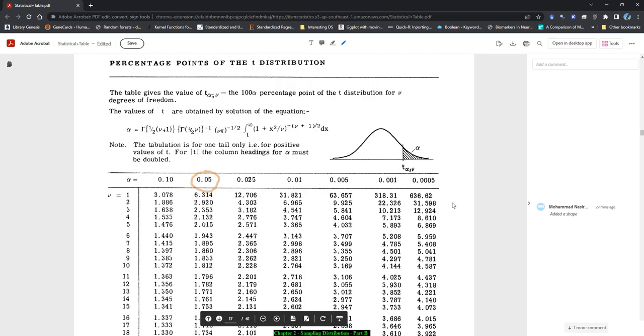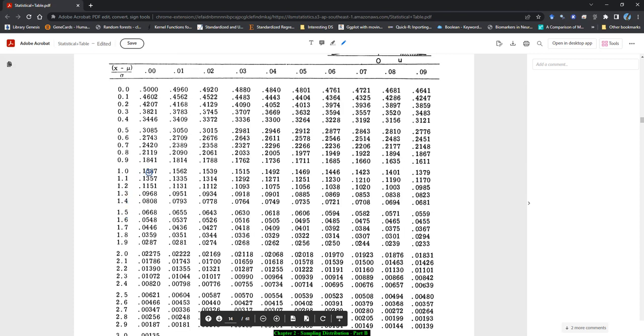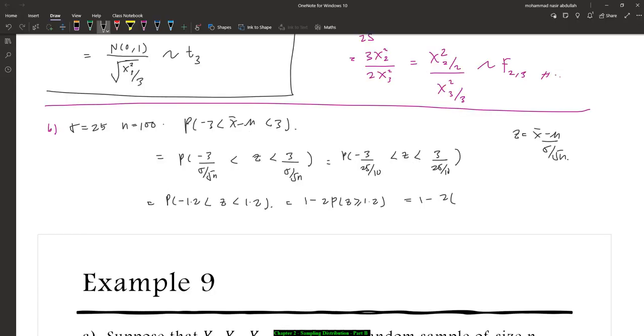Look back at the statistical table. 1.2 should be... sorry, 1.2 here. 1.2 is 0.1151. So this one should be how much? You have to calculate. 0.1151 multiplied by 2, 1 minus that. This one should be 0.7698. Okay.